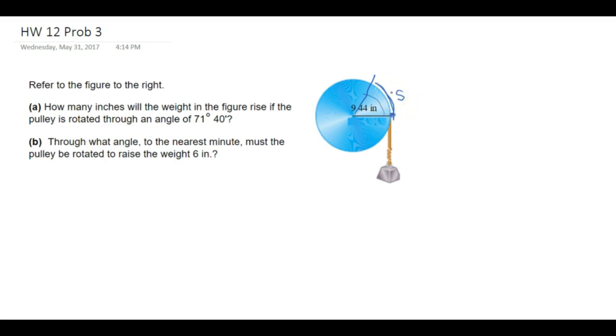That's our arc length. If it moves that much upward, that means this part is also going to move the same amount. So what we need to do is go find our arc length. So our equation for arc length is S is equal to R theta. Remember that theta needs to be in radians. So the first thing we need to do is convert 71 degrees and 40 minutes into radians.